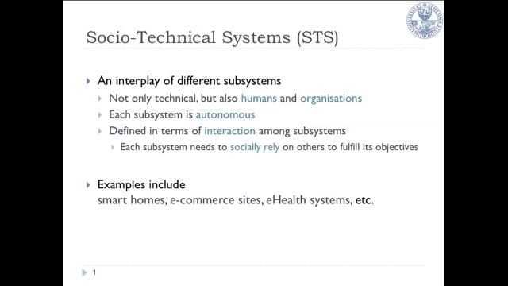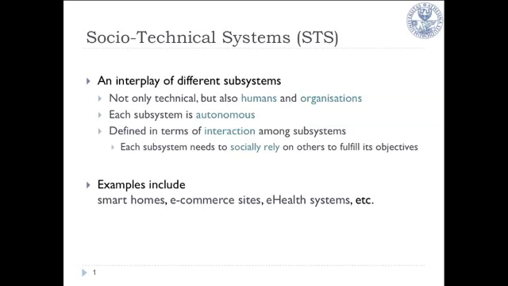So, what are these systems we are considering for the modeling language to help us elicit security requirements? Generally, the term socio-technical system refers to an interplay of different subsystems in which we have components that are not only technical, like software or hardware components, but mainly we have the involvement of humans and organizations.